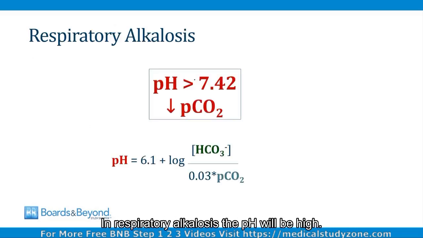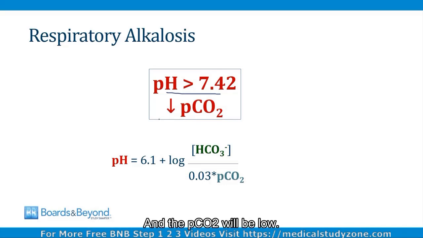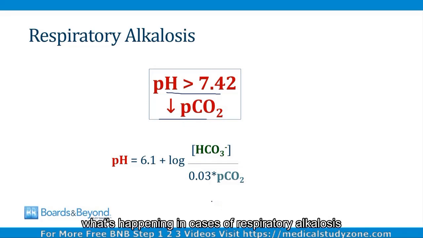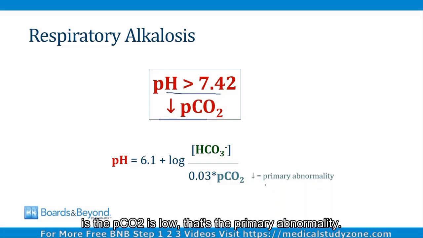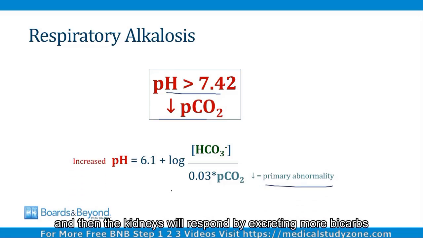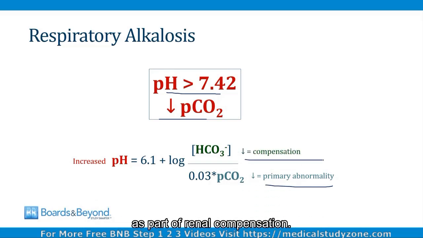In a respiratory alkalosis, the pH will be high, so it will be above the normal range at greater than 7.42, and the PCO2 will be low. If you look at the Henderson-Hasselbalch equation on the screen here, what's happening in cases of respiratory alkalosis is the PCO2 is low. That's the primary abnormality. That will cause the pH to increase, and then the kidneys will respond by excreting more bicarb so that the serum bicarbonate level will fall as part of renal compensation.